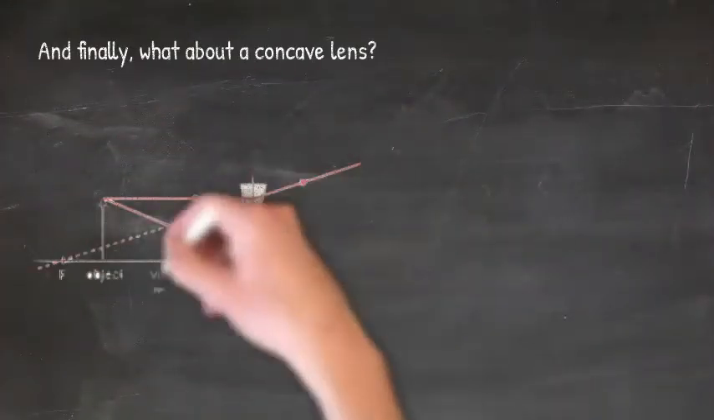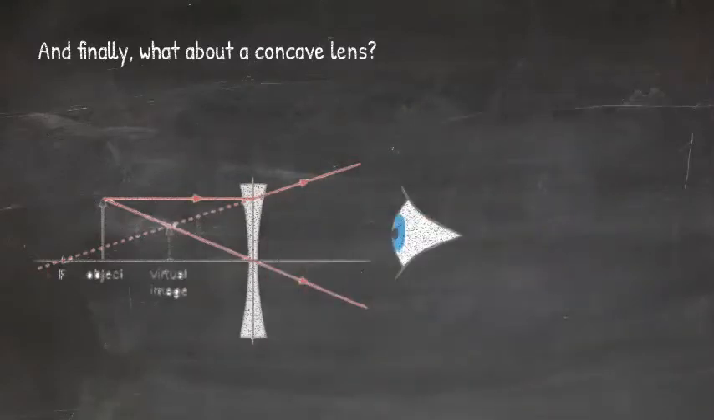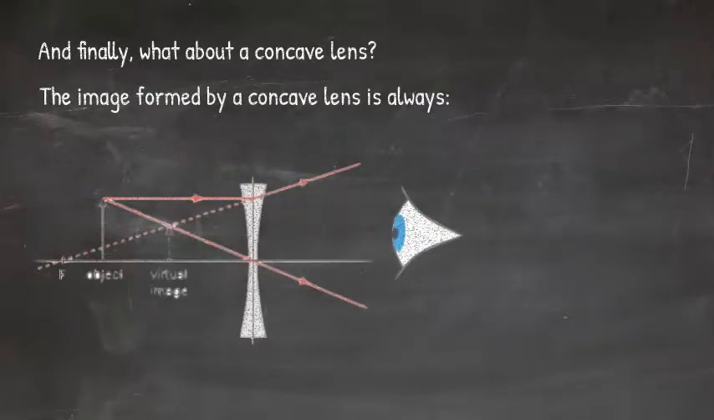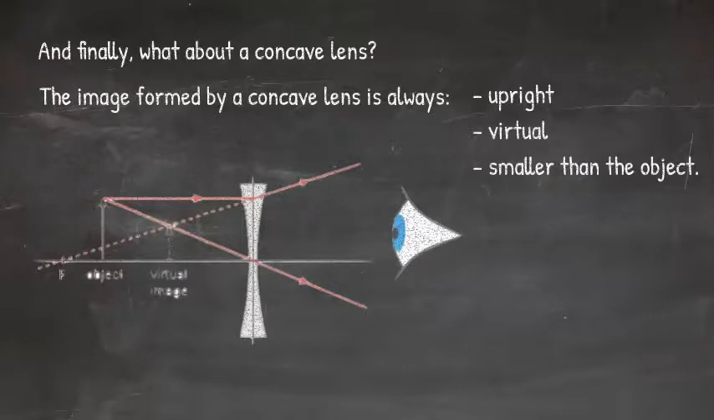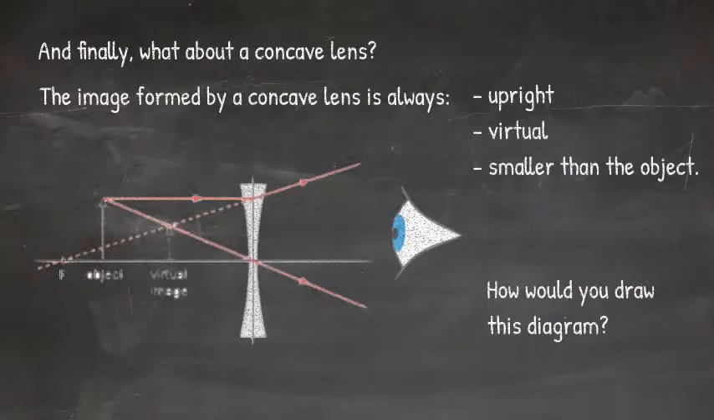And finally, what about a concave lens? The image formed by a concave lens is always upright, virtual, and smaller than the object. How would you draw this diagram?